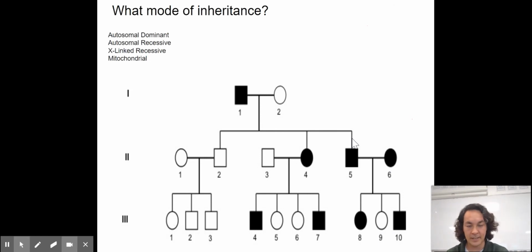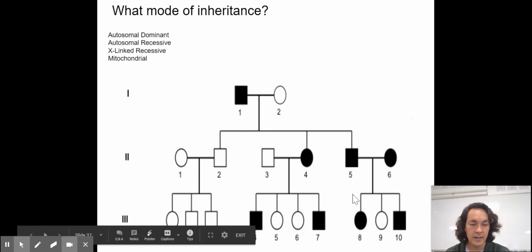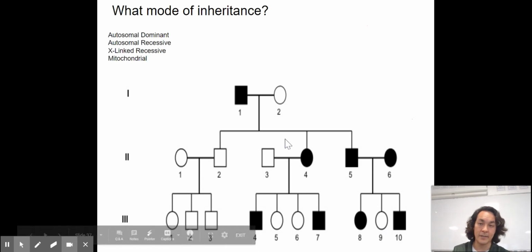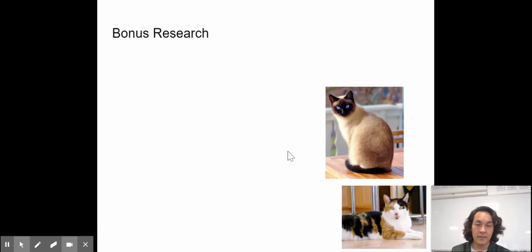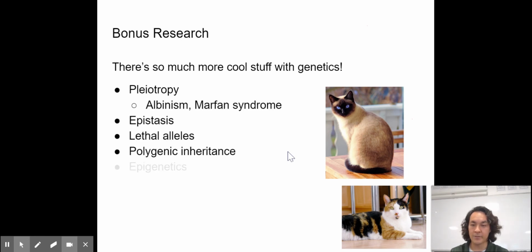Because they would have to be heterozygous. They would be big D, little d, big D, little d. And this child right here, 3-9, would be little d, little d. It's the only way it works. So if you see two individuals affected and they have a child that is not affected, then it will be autosomal dominant. Right? And so here's your bonus research with other cool things to check out.